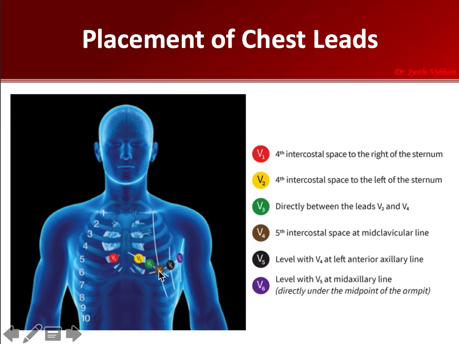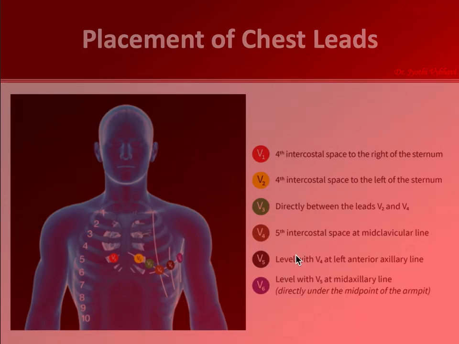Okay, and where is V5? V5 is recorded in the anterior axillary line, at the same level as V4, in the same fifth intercostal space, and then V6 is recorded in the fifth intercostal space at the mid axillary line. There are anterior, mid and posterior axillary lines. So V5 and V6 are at the anterior axillary and mid axillary lines. This is how we place the chest leads and record heart activity at different angles in the horizontal plane.